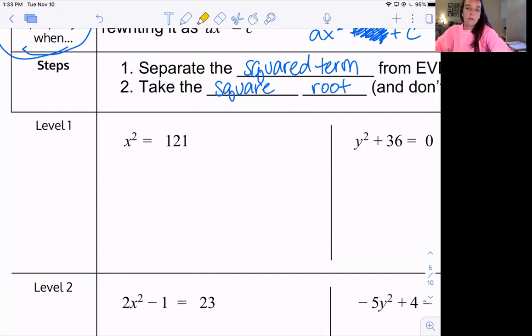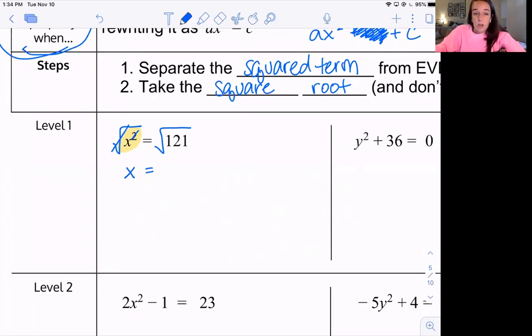So for level 1, the first thing that we need to do when we do this problem is separate the squared term from everything, right? So here's my squared term. There's nothing next to it. So step 1 is already done, right? So step 2 is to take the square root of both sides. So I'm going to go ahead and take the square root here and take the square root here. The square root and the square are inverse operations. They're opposite of each other. So that's going to leave me with x equals.